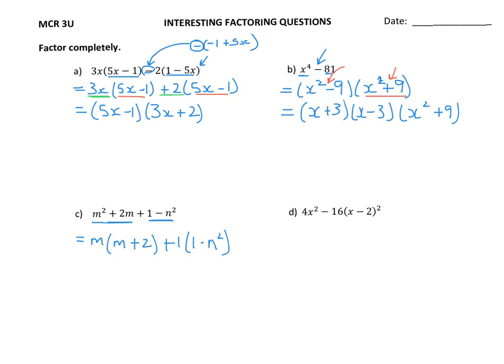So that particular grouping does not work, and no matter which two I try to put together, I will not get the same brackets so that I could common factor.